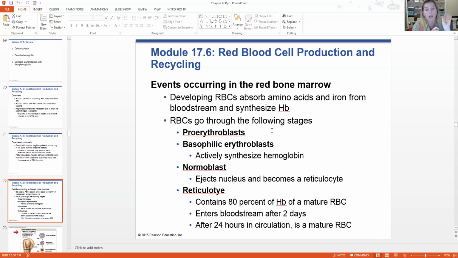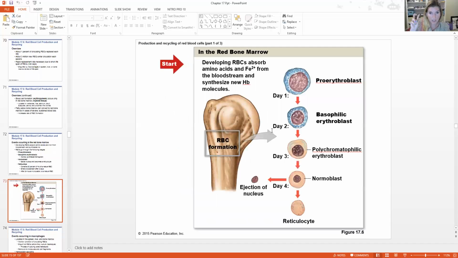The normoblast kicks out the nucleus. It's now a reticulocyte. The reticulocyte has the majority of the hemoglobin that's needed to create a red blood cell. Then it enters the bloodstream, and after it's circulating, it's picking up other nutrients, it's furthering its development, then it matures. So the reticulocyte is the stage of red blood cell formation where the nucleus is no longer there and it enters the blood circulation. It's no longer hiding in its little nest in the red bone marrow, it's out in the real world, aka the blood.